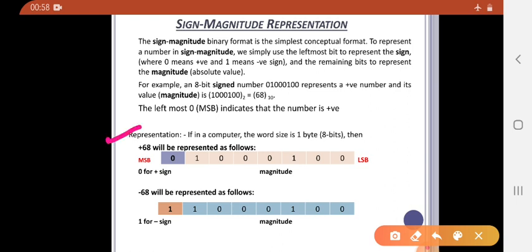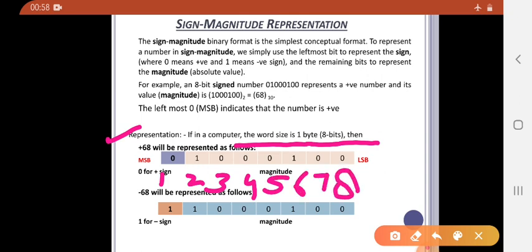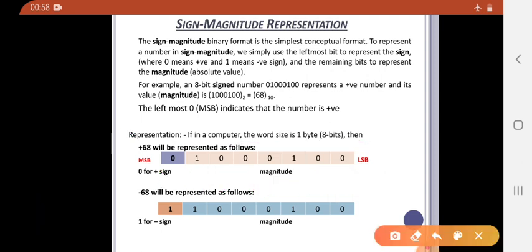If in a computer the word size is 1 byte, that means 8 bits. So you can count here 1, 2, 3, 4, 5, 6, 7, 8 bits are here. These 8 bits are used to represent here sign magnitude representation. So let us understand it.